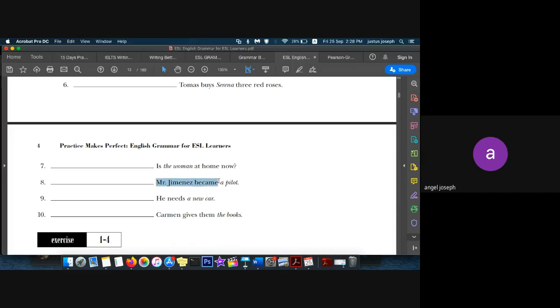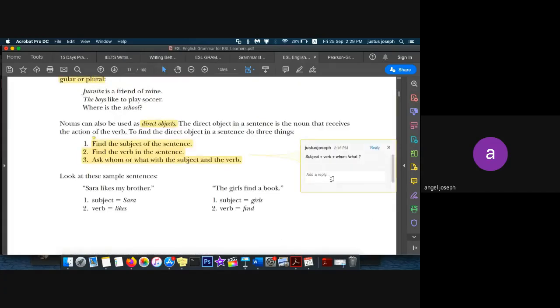Mr. Jimenez became a pilot. Here, a pilot is used as a predicate noun. We can call it a predicate noun. Mr. Jimenez is the subject. What is the verb? Became. So ask the question: subject plus verb plus what or who?